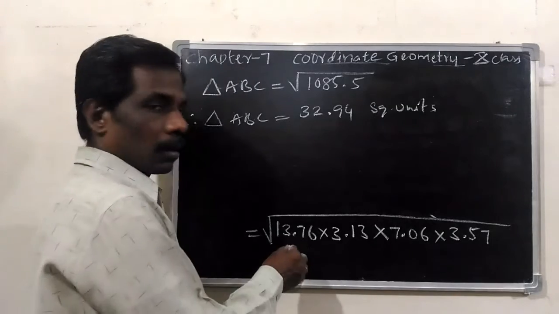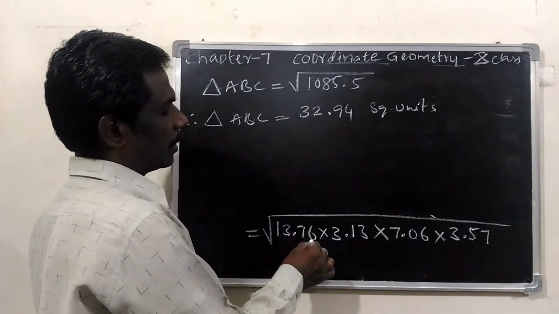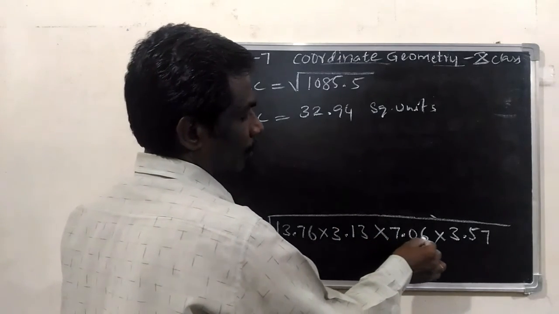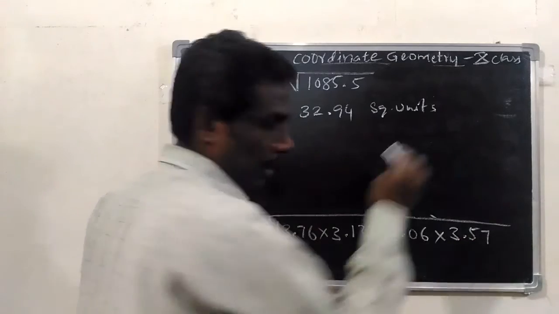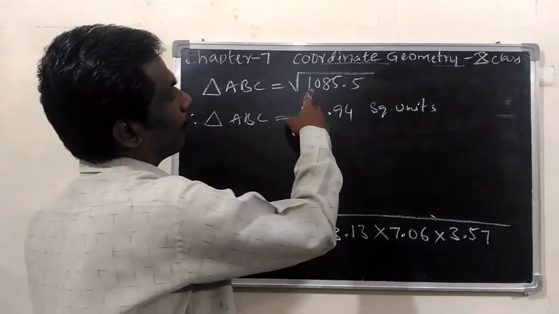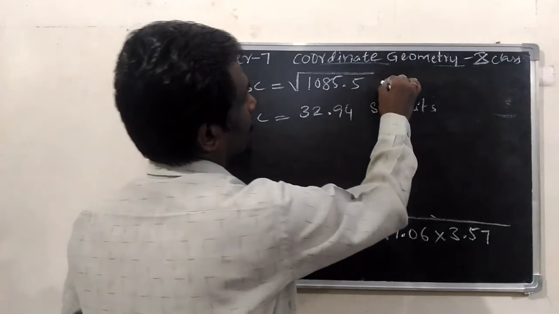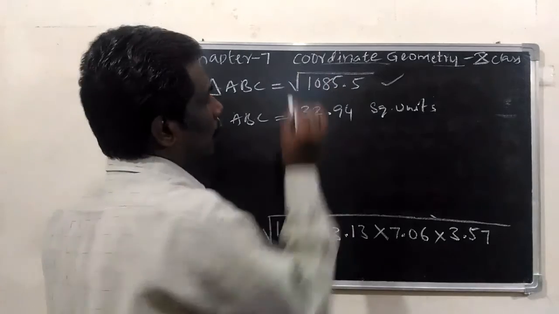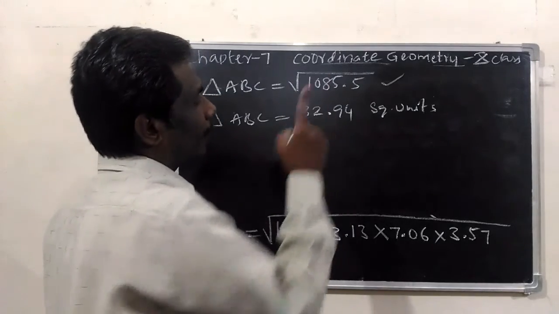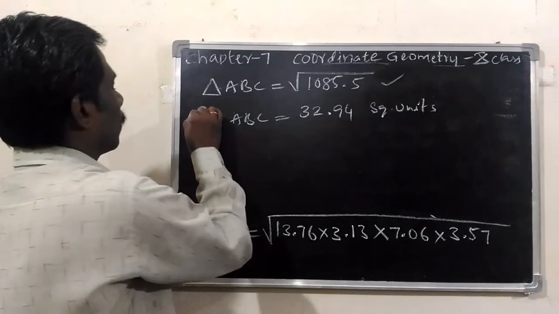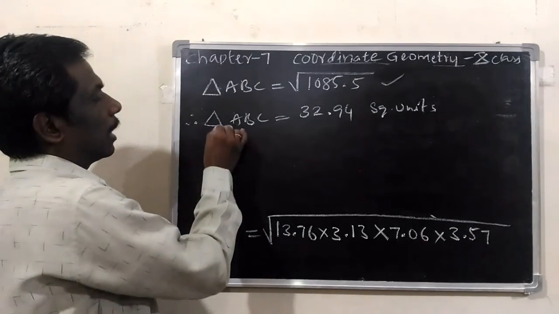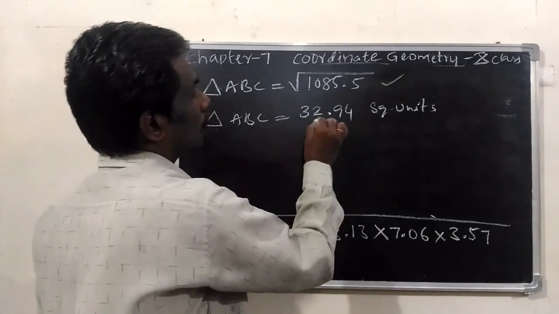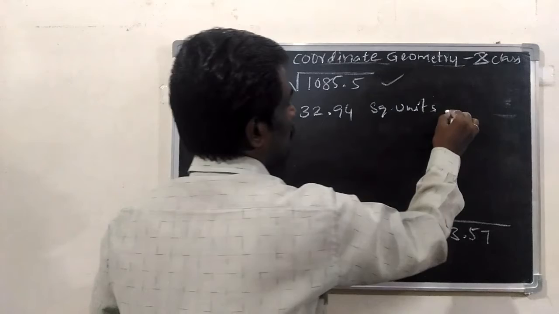If we multiply 13.76 into 3.13 into 7.06 into 3.57, we will get under root of 1085.5. And the root value of 1085.5 is 32.94. Therefore, we can conclude the area of triangle ABC is equal to 32.94 square units. This is the answer.